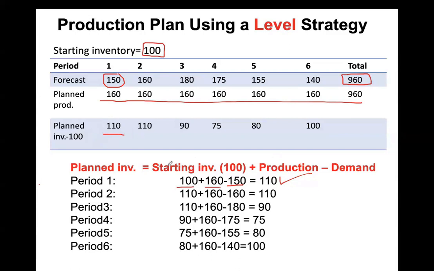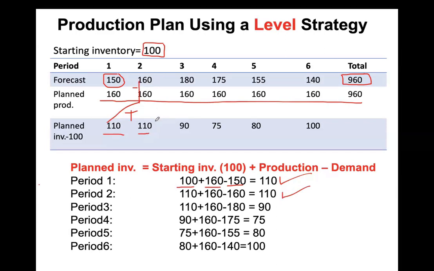Now for the next period, again we'll be using the same formula, that's opening inventory plus production minus demand. So it will become like this one, 110 plus 160 minus 160. So 160 will be added, minus 160, and that will give rise to 110. So 110 will come here.